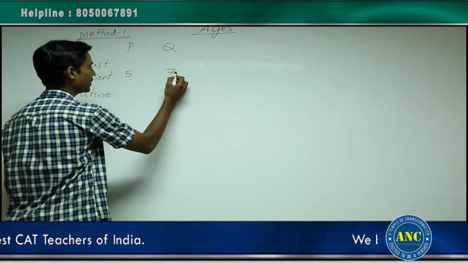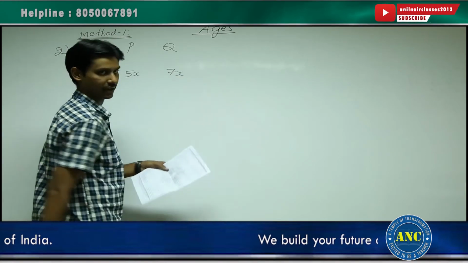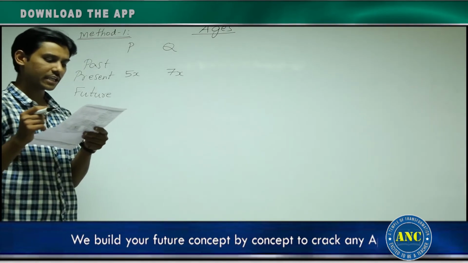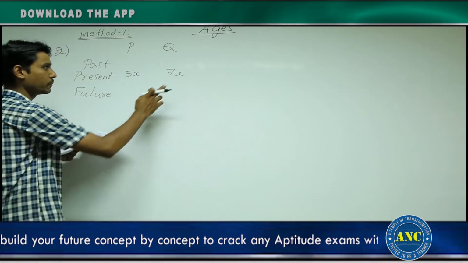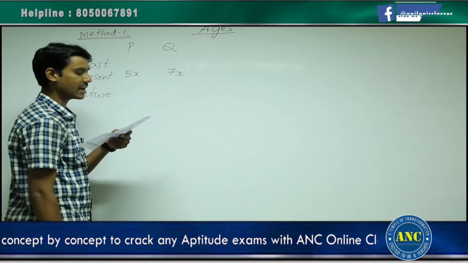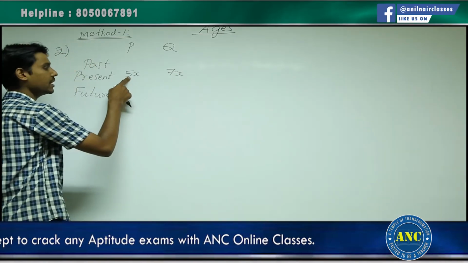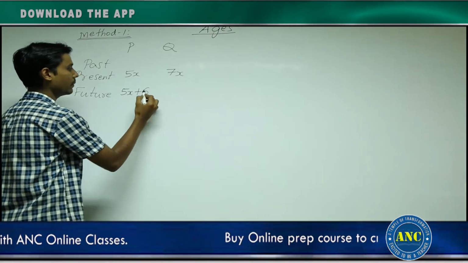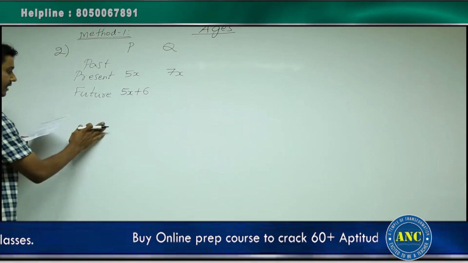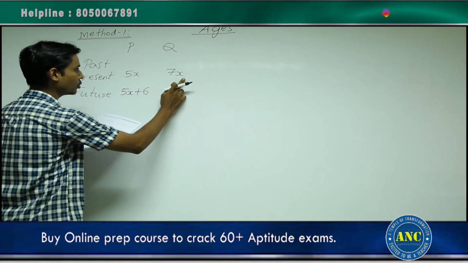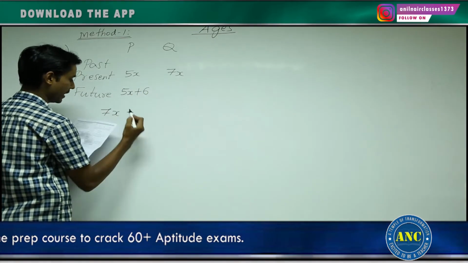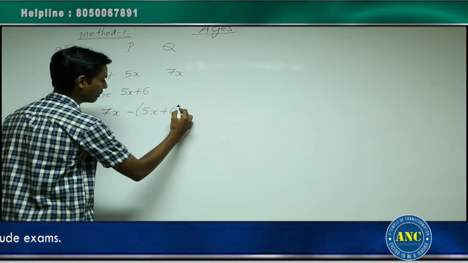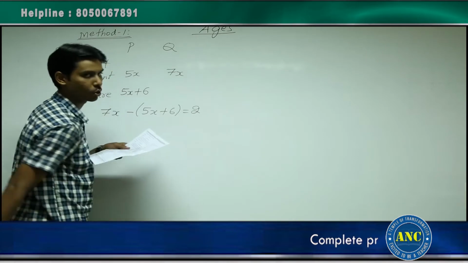If P and Q is 5:7, I can write it as 5x and 7x. Second statement: the difference between Q's present age and P's age after 6 years. Presently P is 5x. After 6 years, 6 years will be added to his age. That means he will become 5x plus 6. What are they telling in the second statement? The difference between Q's present age, 7x, and P's age after 6 years, 5x plus 6, is 2. It is given as 2 in the question.